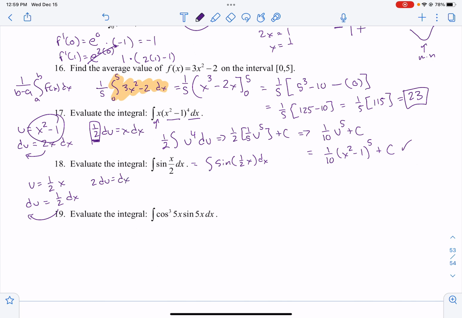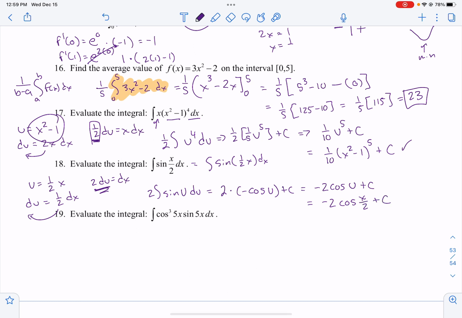So let's plug everything in. So the integral of the sine of u, du, but I've got that 2 that came in with the du, so that can just go out in front. So that equals 2 times the integral of sine, which is negative cosine of u, and then I have a plus c, so that becomes negative 2 cosine u plus c, and when I plug u back in, negative 2 cosine of x over 2, or 1/2 x, plus c.